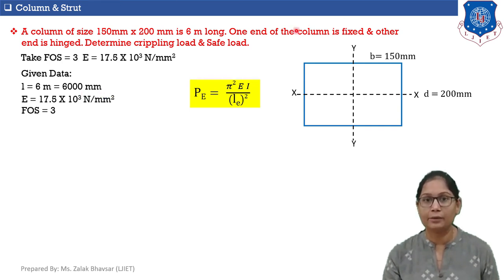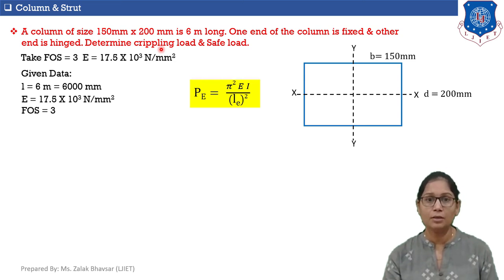Now one end of the column is fixed and the other end is hinged. So here the column end condition is given. We need to determine the crippling load and the safe load both. Here the factor of safety FOS is given equal to 3, and Young's modulus of elasticity E is also given. It is 17.5 into 10 raised to 3 Newton per mm square. Okay. So here is the formula, Euler's formula, which we will use to calculate the crippling load.